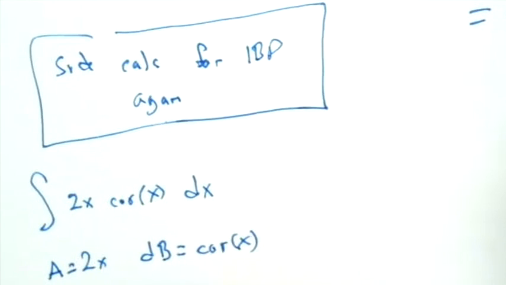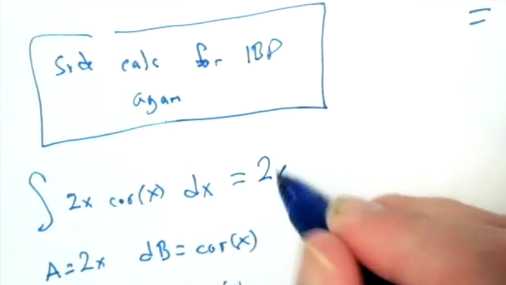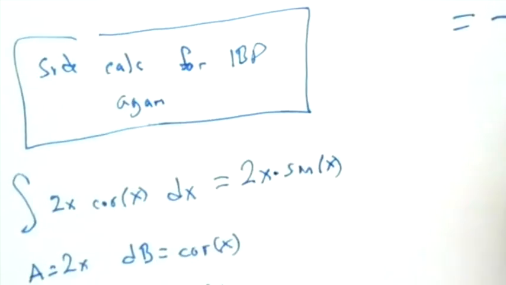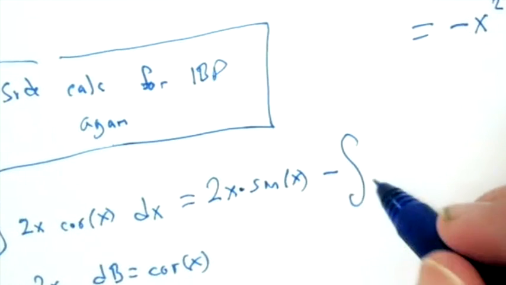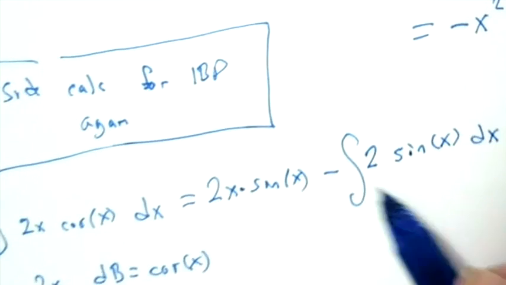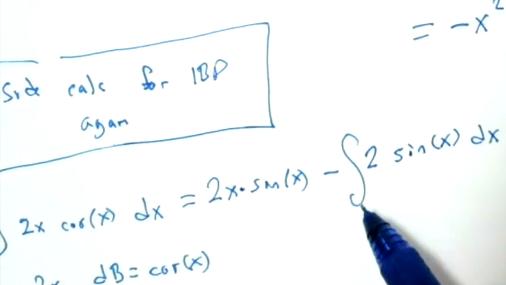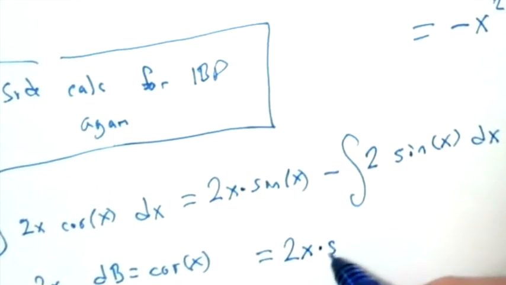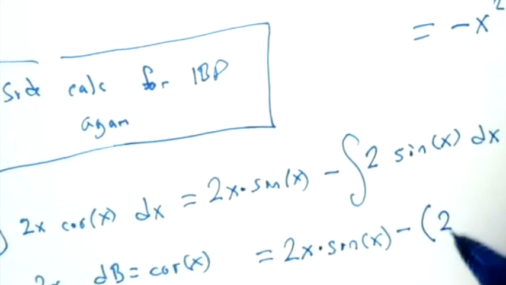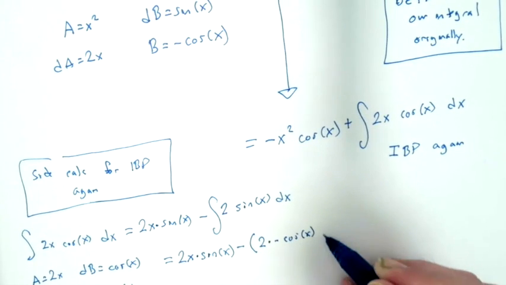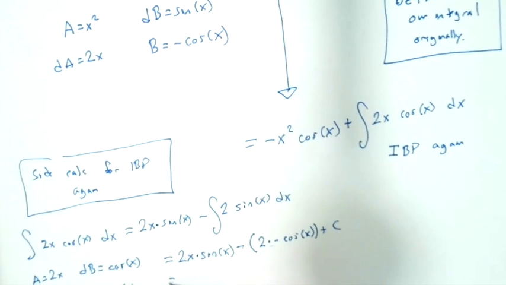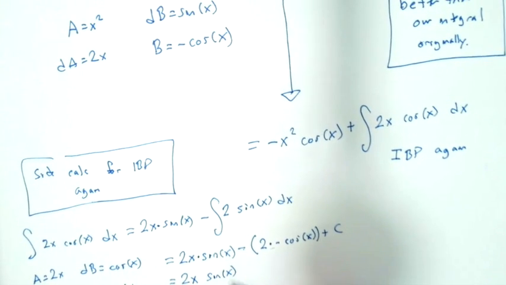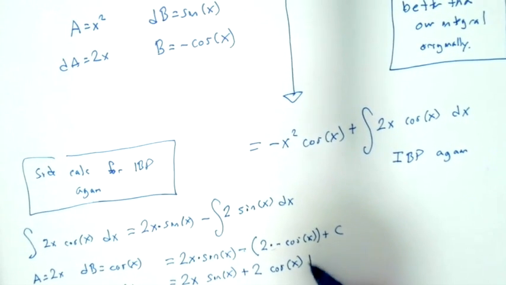So that means the derivative of a is 2, and the antiderivative of b is sine of x. So this integral would become a times b, which is 2x times sine of x, minus the integral of 2 sine of x, and the integral of 2 sine of x is 2 times negative cosine of x. So this would be 2x times sine of x minus 2 times negative cosine of x plus c, and the minus minus becomes plus, so this is 2x sine of x plus 2 cosine of x plus c.